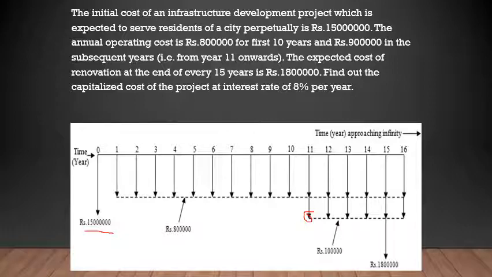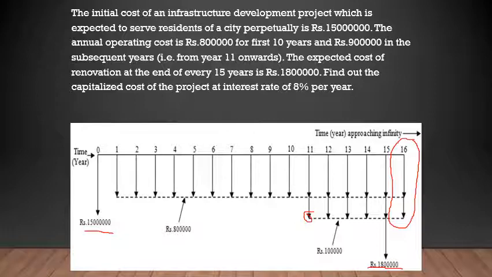This can also be shown like this, and the 16th year need not be shown in the cash flow diagram because the renovation is taking place every 15 years, and if we show the cash flow diagram up to the 15th year, from where it gets repeated, that should be sufficient. So at the end of year 15 I have a major renovation cost of 18 lakhs, that also has been shown here. So this is the cash flow diagram.